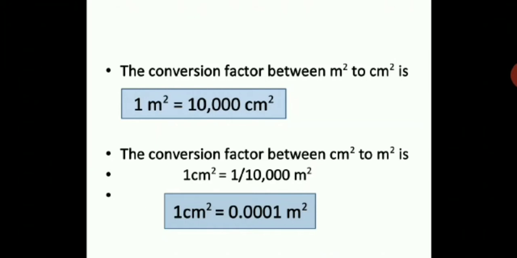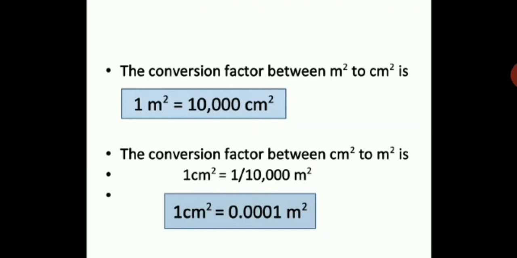So again you will put those conversion factors in the boxes, and the concept should be very clear when you do the conversion. You have to see that the conversion factor is extremely important. From meter square to centimeter square, 1 meter square is equal to 10,000 centimeter square, and 1 centimeter square is equal to 0.0001 meter square.